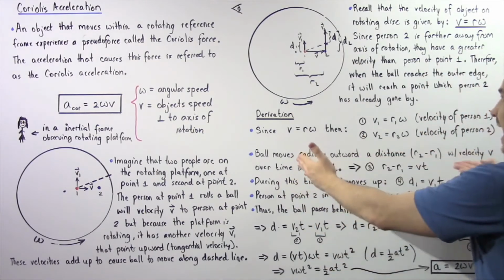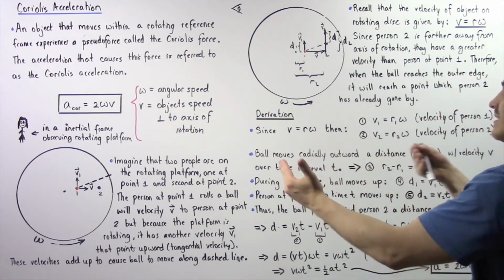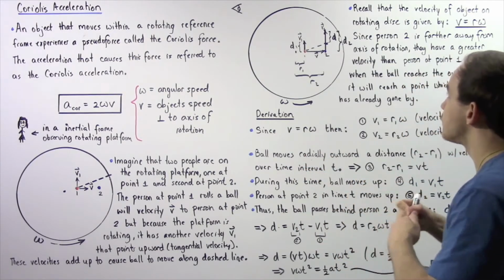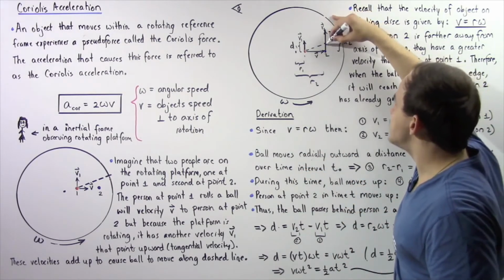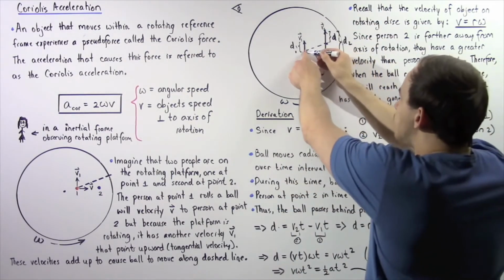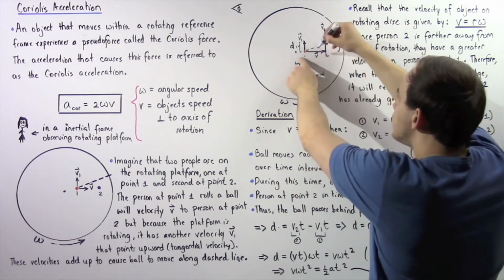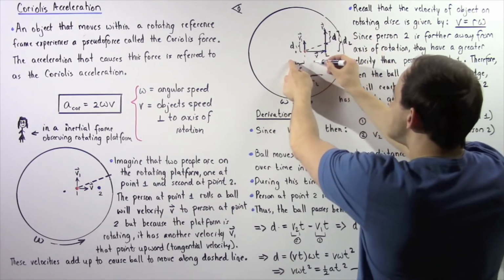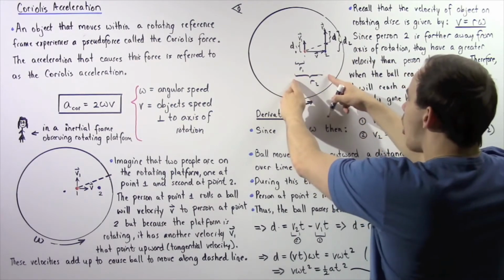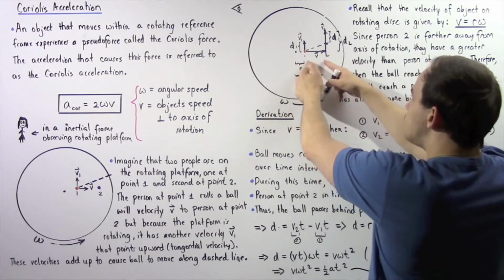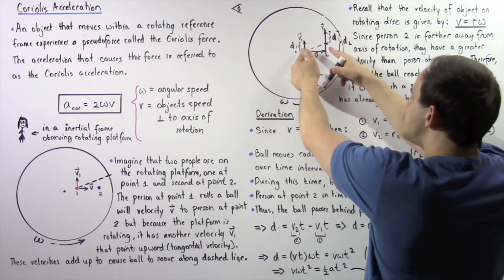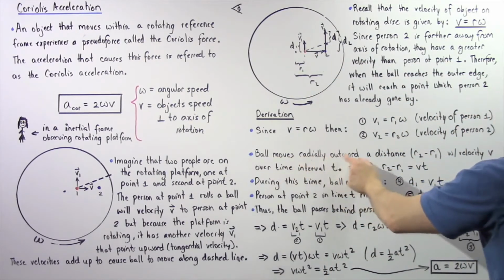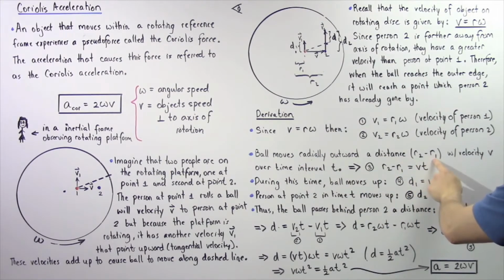So the question that we're asking here is, what is the distance along the horizontal axis that the ball actually travels? So we're assuming the ball is at this position. That means the ball traveled the distance from point 1 to point 2. To find this distance, we simply take r2 and subtract r1, and we get the distance between these 2 points. So basically, the ball moves radially outward a distance r2 minus r1.